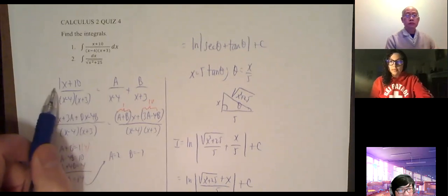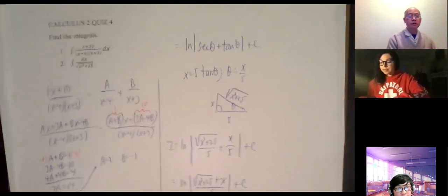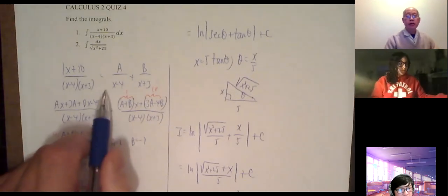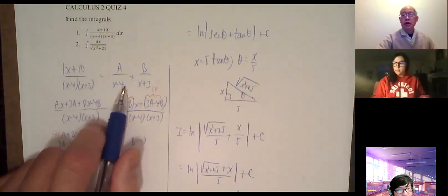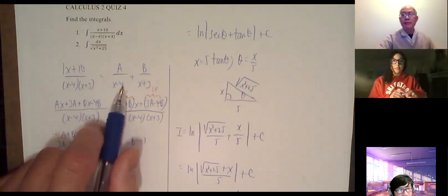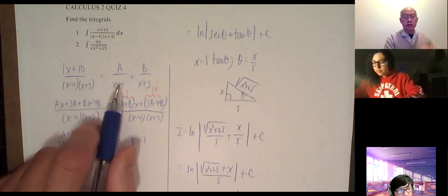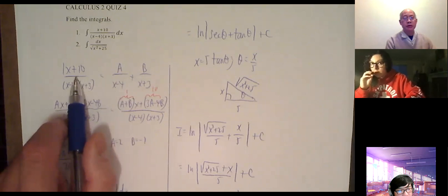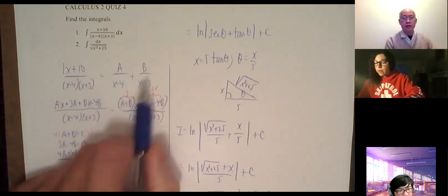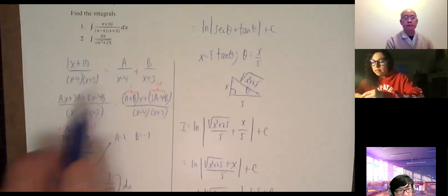Okay, so number 1, the integral of (x plus 10) over (x minus 4)(x plus 3), equals a over x minus 4 plus b over x plus 3. This is considered type 1, so most likely on the test on Thursday I'll give you something like that. If I have one of the other types, it'll only be a setup where you just set up this part here, and then you can stop.